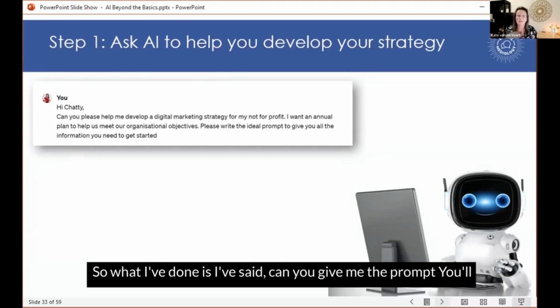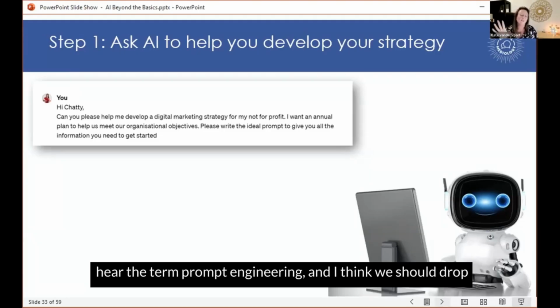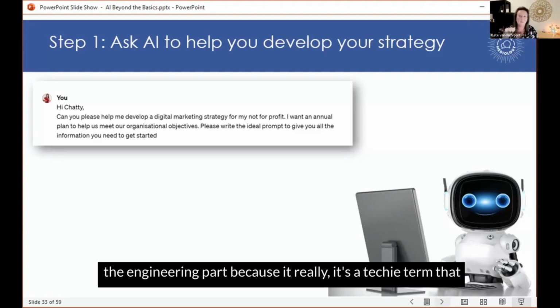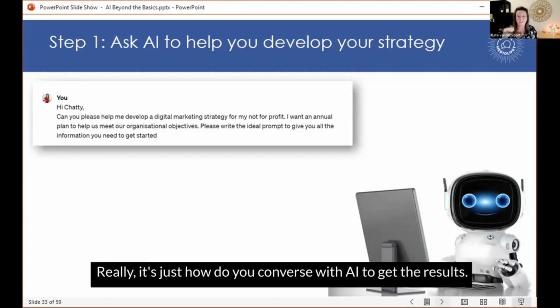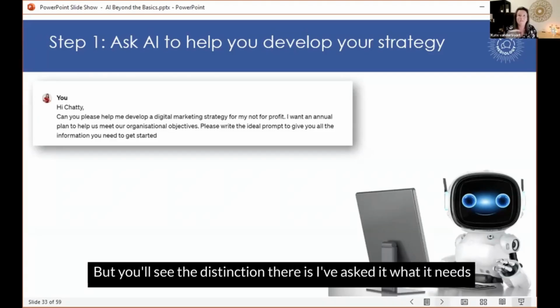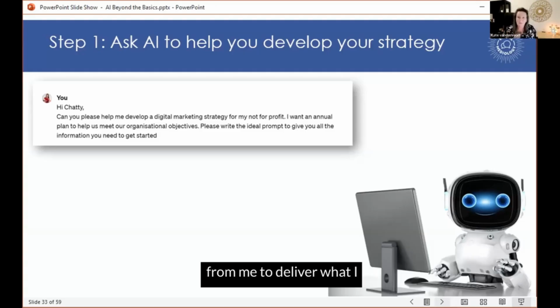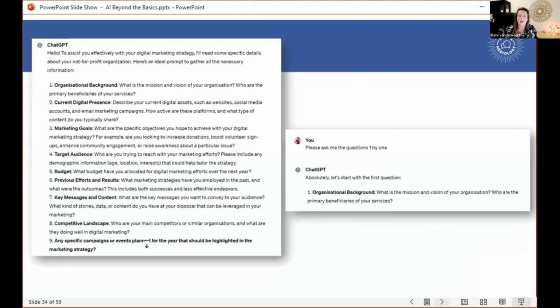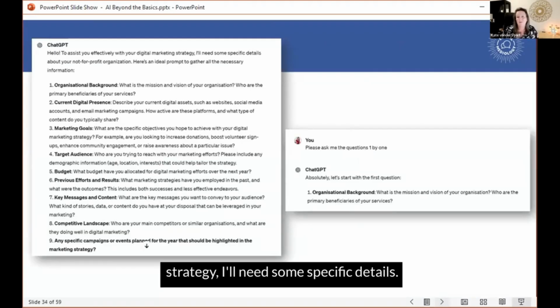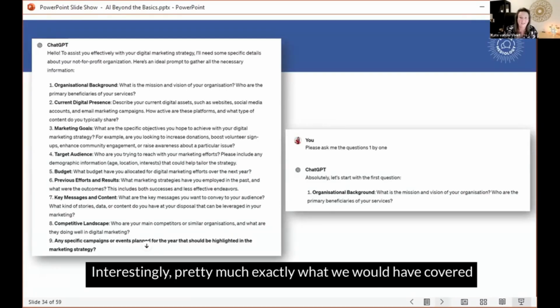So what I've done is I've said, can you give me the prompt? And you'll hear the term prompt engineering, and I think we should drop the engineering part, because it's a techie term that makes it sound more complicated than it is. Really, it's just how do you converse with AI to get the results? But you'll see the distinction there is I've asked it what it needs from me to deliver what I need. Hopefully you get that distinction. Hi, to assist you effectively with your digital marketing strategy, I'll need some specific details. Again, the content here is not important, but it's given me 9 things there.